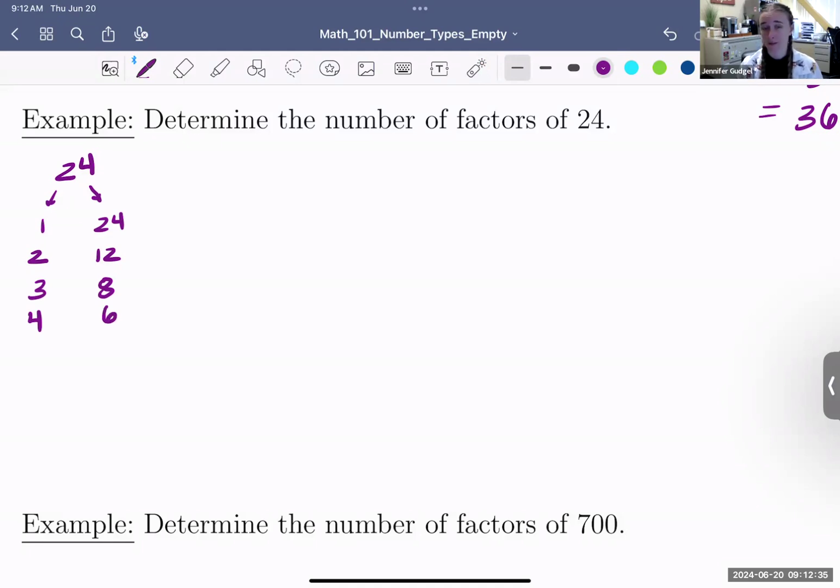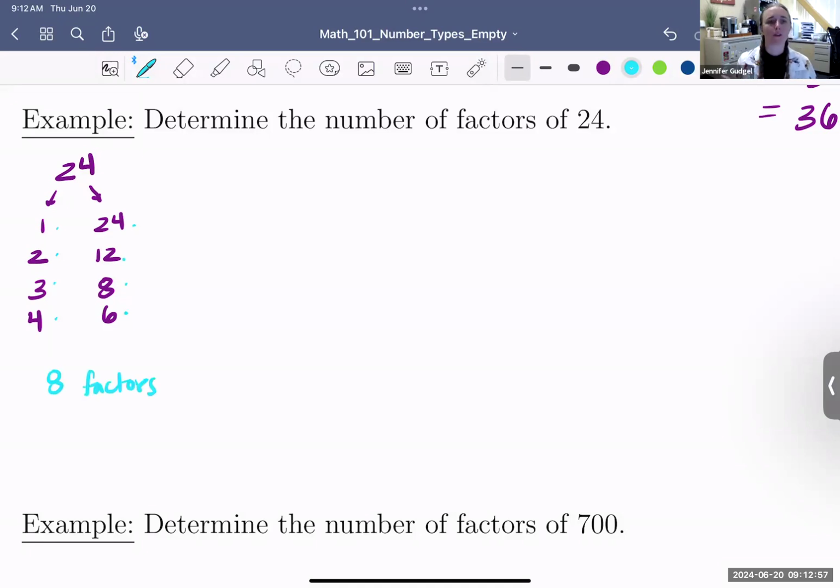What about 5? Well, 5 goes into 20, it goes into 25. It doesn't go into 24. And now the next number would be 6. So you'll see we kind of circled back around on our list, which means these are all the factors. There are 1, 2, 3, 4, 5, 6, 7, 8 factors.